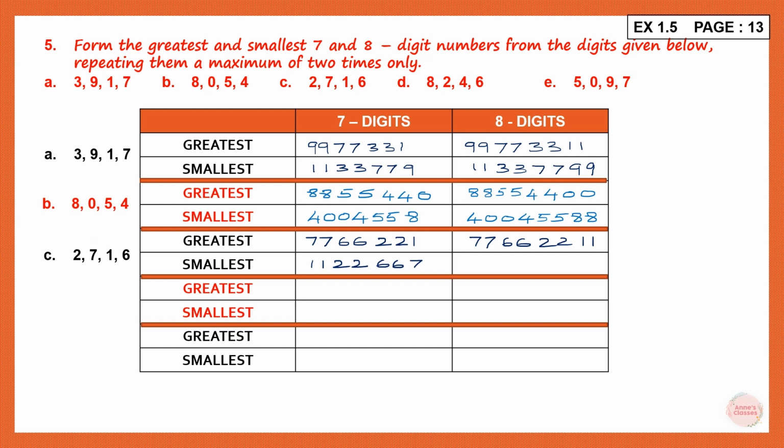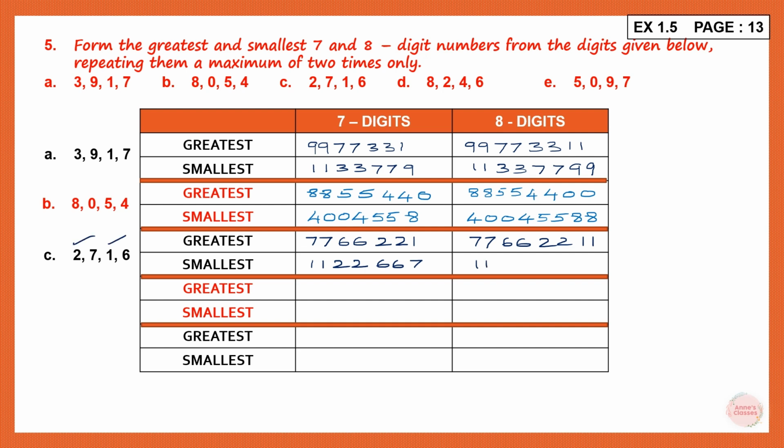So we've got the smallest 7-digit number. Now to get the smallest 8-digit number, since there are only 4 digits, every digit has to be repeated. So let's start with 1. We're looking at the smallest. So repeat 1. We finished with 1.